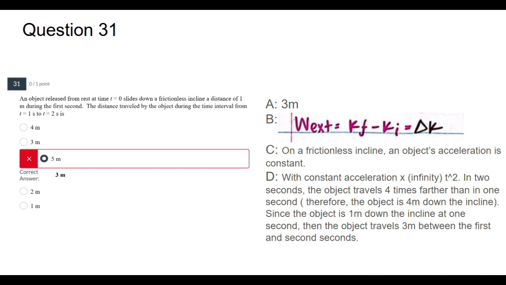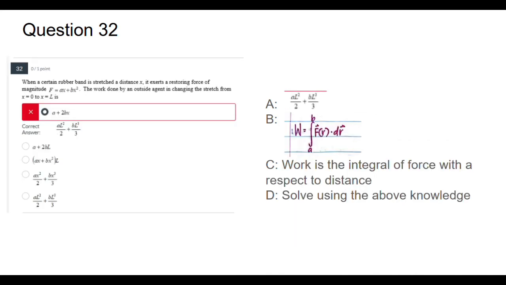The correct answer to 31 was 3 meters. On a frictionless incline, an object's acceleration is constant. With constant acceleration, x is proportional to t squared, so at 2 seconds the object travels 4 times farther than in 1 second, therefore the object is 4 meters down the incline. Since the object is 1 meter down the incline at 1 second, the object travels 3 meters between the first and second seconds.